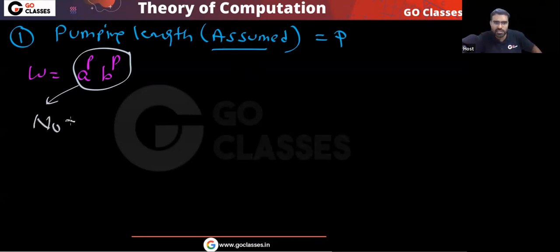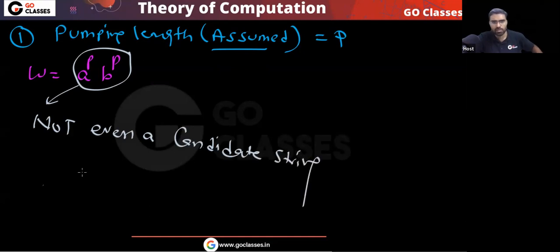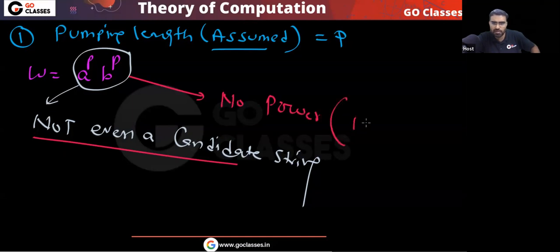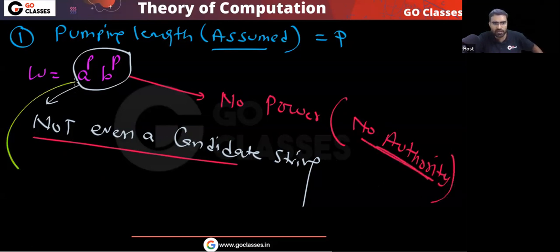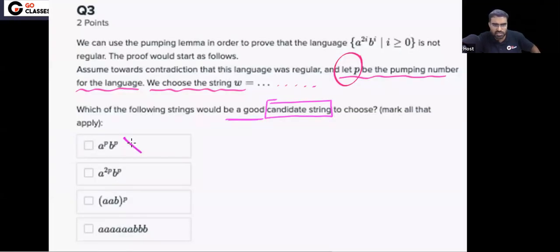This is not even a candidate string. Yes or no? This string is not even in the language. This string has no power. This string has no authority. This string cannot help you. It does not belong to the given language. So I can say this string will definitely not help you. What about this string? You tell me, does it have authority?